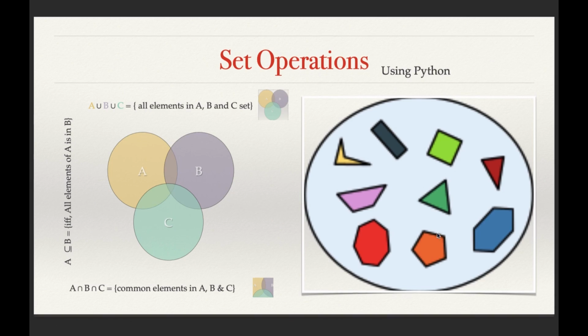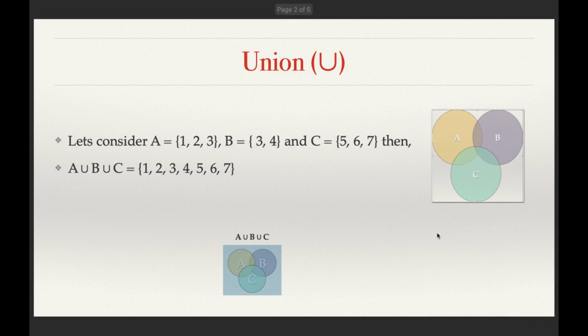So let us begin. There are a few very well-known operations on sets, that are union, intersection, and difference. Along with that, there are two types of validation, that is subset and superset. So we will see it one by one.